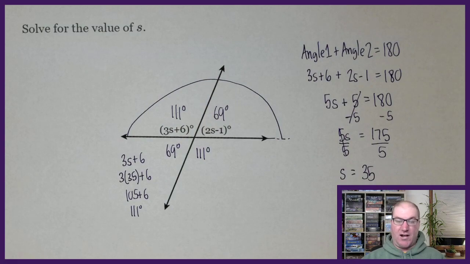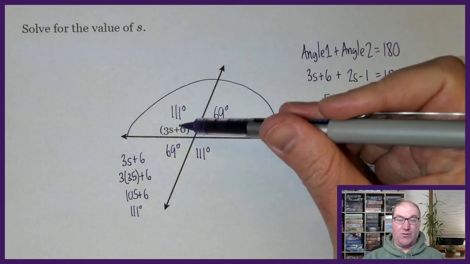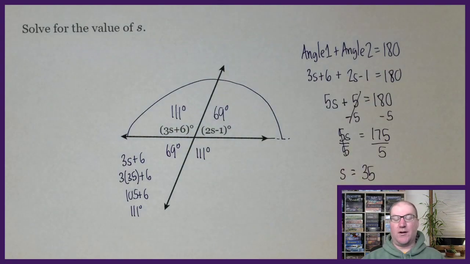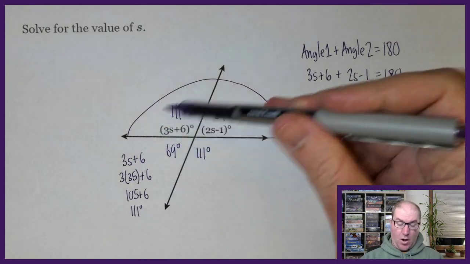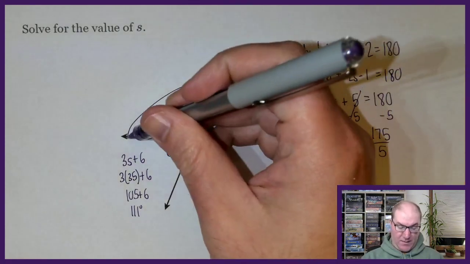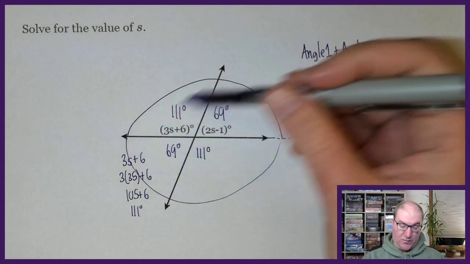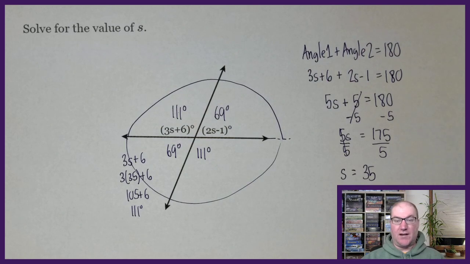A couple ways you could check this. These two angles should add up to 180. These two angles should add up to 180. These two and these two. All four angle pairs there should add up to 180. Or all four angles all together would make a complete circle, right? So all four angles should add up to 360 degrees. And if I double check really quickly, do some mental math, it does add up to 360. So that's how I know my answer is correct.